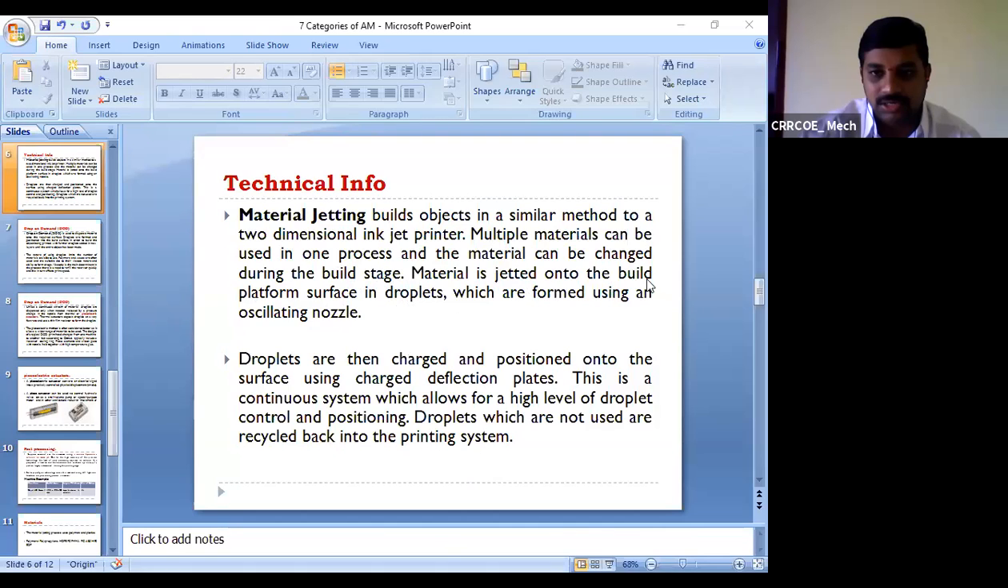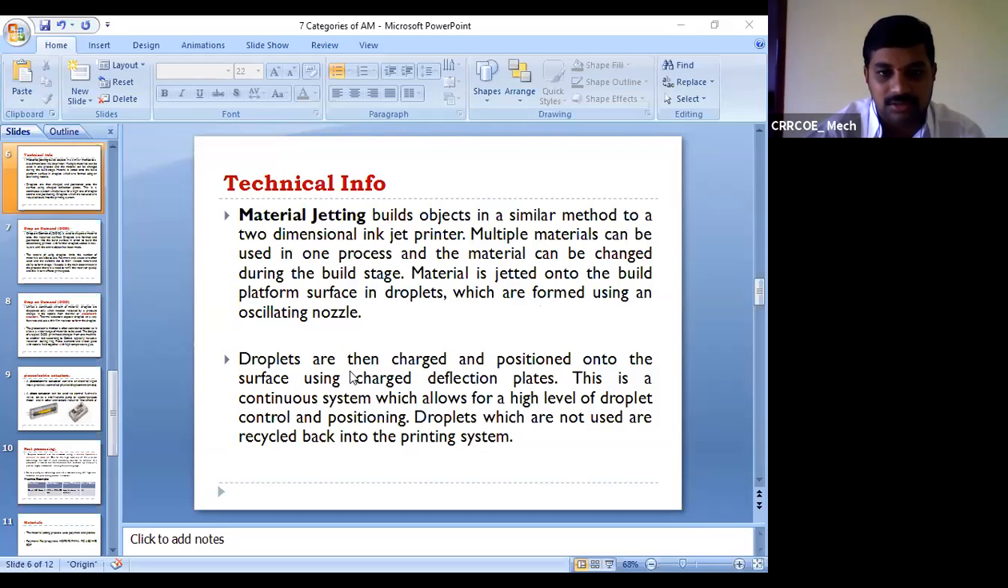Here the material is jetted onto the build platform in droplets, which are formed using an oscillating nozzle. So our nozzle will be oscillated for the movement, whether horizontal or vertical, depending on the shape and complexity of the component. The movement will be done.